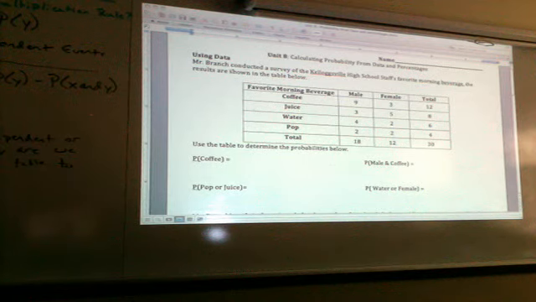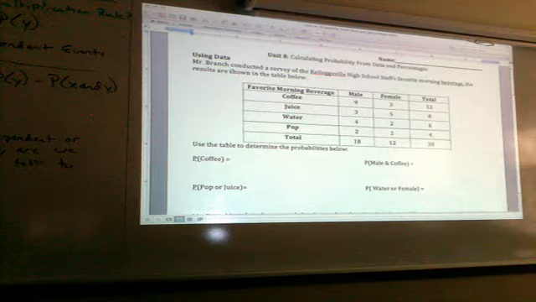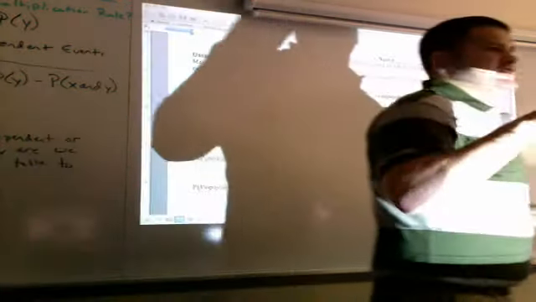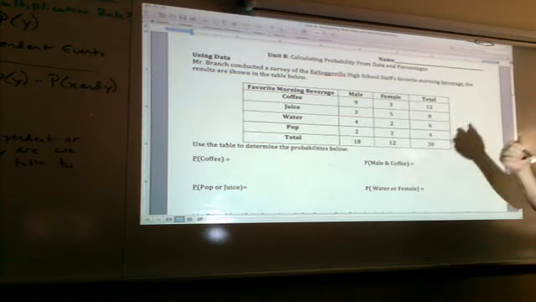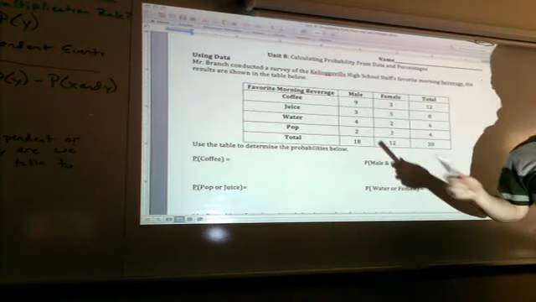No. Does it say they're independent? No, we're inconclusive, right? So it's possible these events are independent. It's also possible these events are not independent. Okay? So that's something we're going to have to figure out as the day goes on, is if these events are independent or not. Now, would you guys think morning beverage choice and gender are independent?